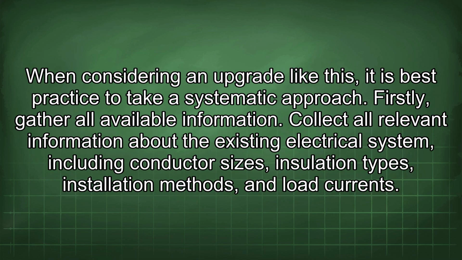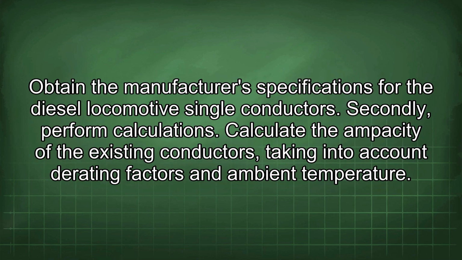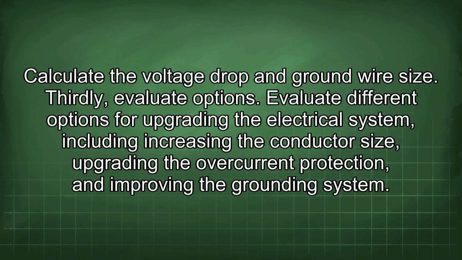When considering an upgrade like this, it is best practice to take a systematic approach. Firstly, gather all available information. Collect all relevant information about the existing electrical system, including conductor sizes, installation types, installation methods, and load currents. Obtain the manufacturer's specifications for the diesel locomotive single conductors. Secondly, perform calculations. Calculate the ampacity of the existing conductors, taking into account derating factors and ambient temperature. Calculate the voltage drop and ground wire size.